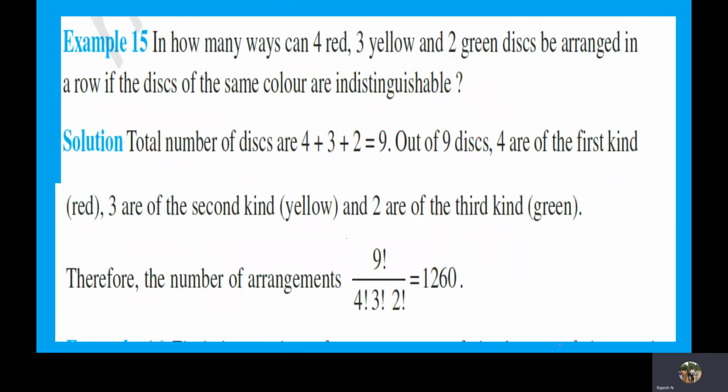How many ways can 4 red, 3 yellow, and 2 green biscuits be arranged in a row? The biscuits of the same color are indistinguishable. You remember the formula: n factorial by p1 factorial into p2 factorial, etc., pk factorial. Here 4, 3, 2. So 4 plus 3 is 7, 7 plus 2 is 9. 9 factorial by 4 factorial into 3 factorial into 2 factorial, because all of the same color are alike. So we are applying that formula.